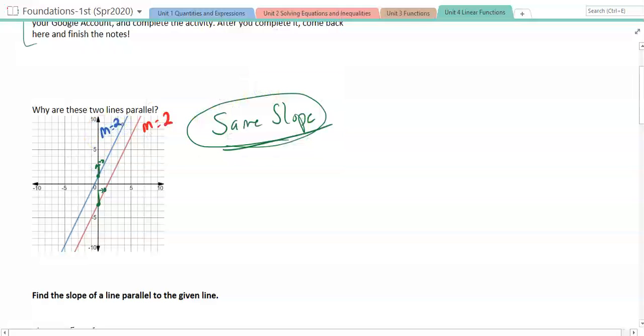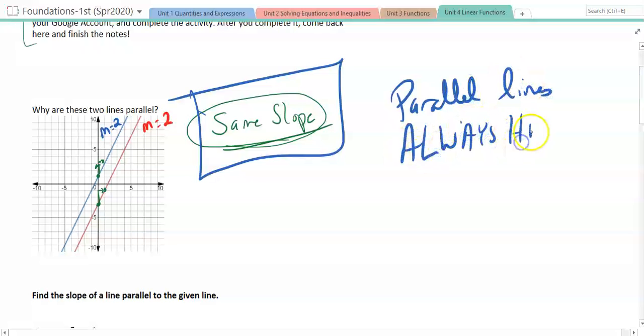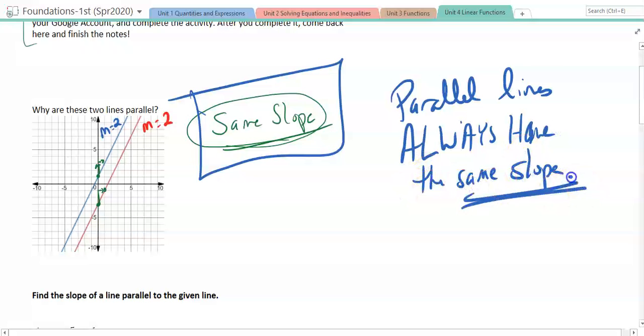And so that's the key thing about this lesson today. If you get nothing else, parallel lines always have what? The same slope. Parallel lines always have the same slope. Again, if you get nothing else out of this lesson, that's what you need today. Parallel lines always have the same slope.